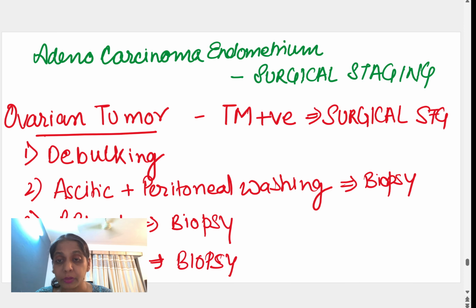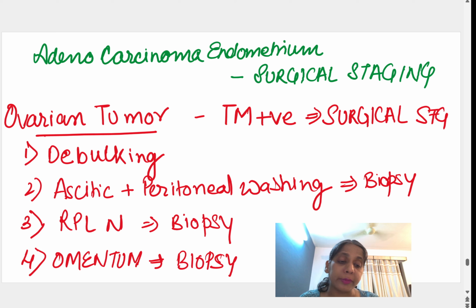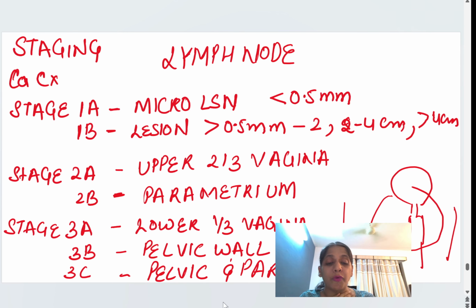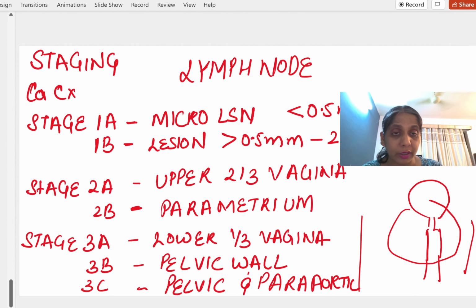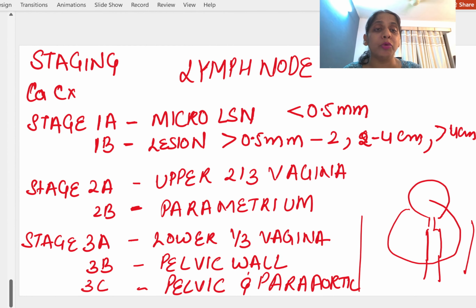Other than this fluid biopsy, we will also get retroperitoneal lymph nodes removed and get their biopsy done, and we will also get omentum removed and get its biopsy done. Okay. So in addition to debulking, we are going to get these 3 biopsies done in the patient with ovarian tumor. Okay. Now let us study how we will do staging. We are here studying the CA cervix. The CA cervix, as you all know, spreads by lymphatic spread more commonly.